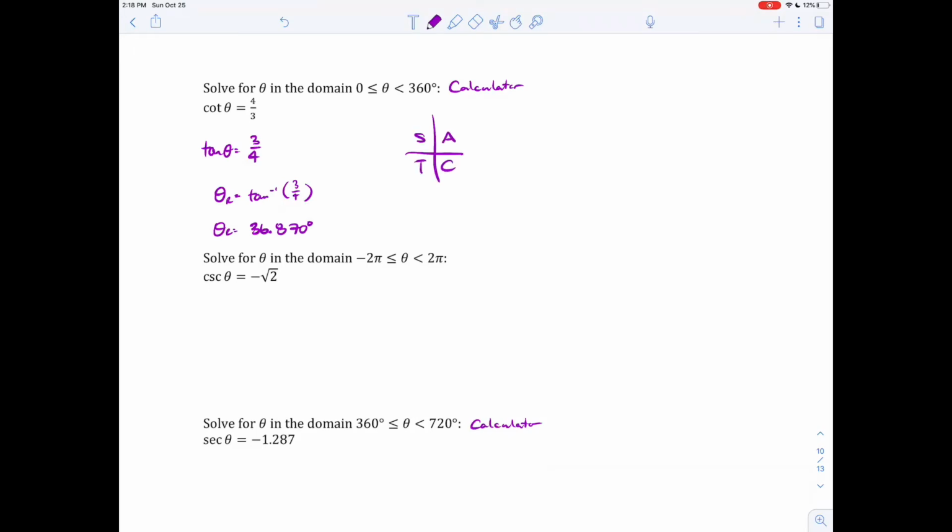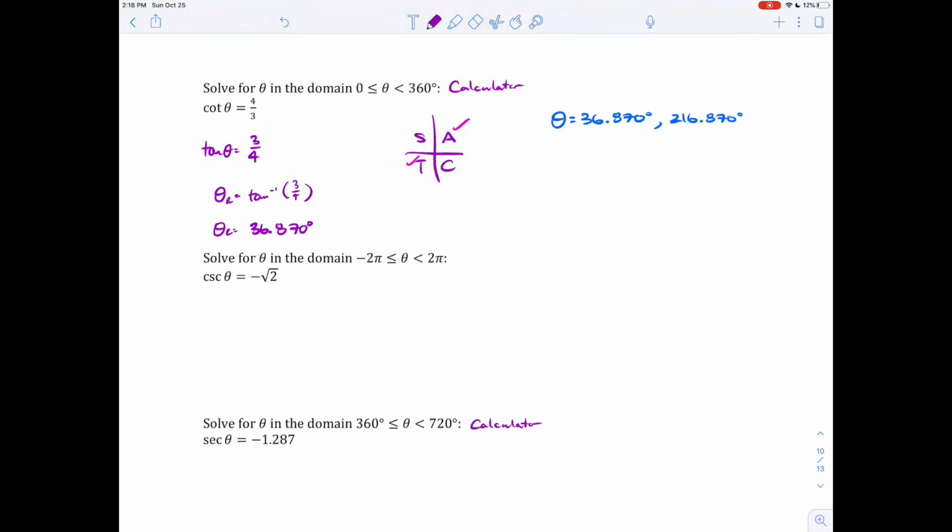If tan is positive, then we are dealing with quadrants 1 and 3. Therefore, theta could be 36.870 degrees in quadrant 1. Or we can add 180 to that and get the quadrant 3 version, which is 216.870 degrees.